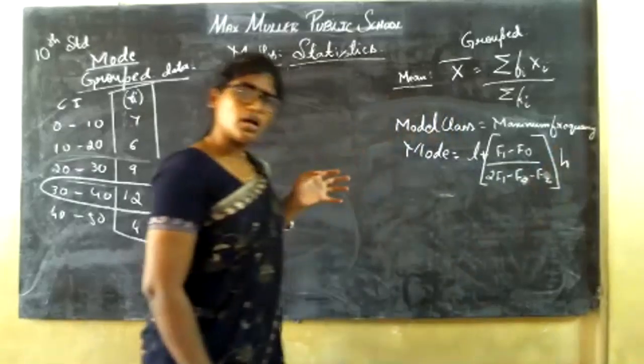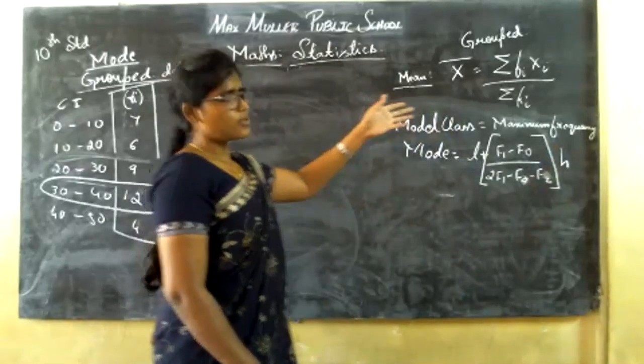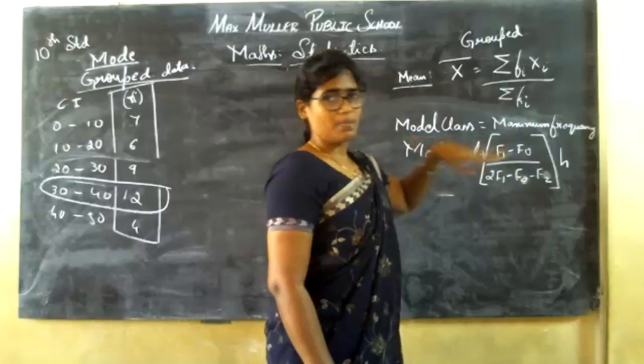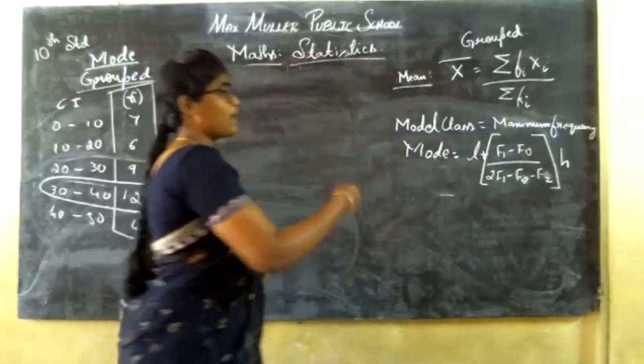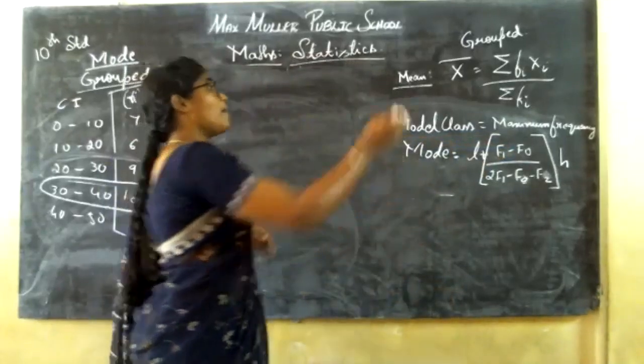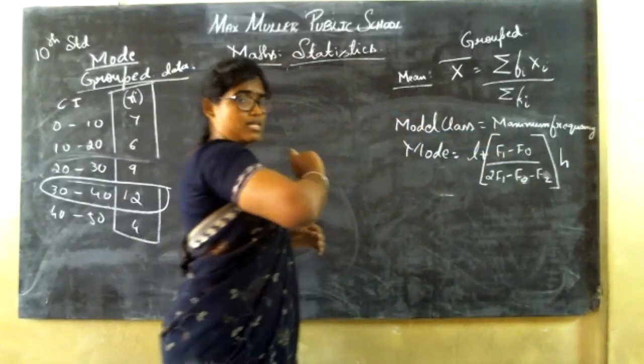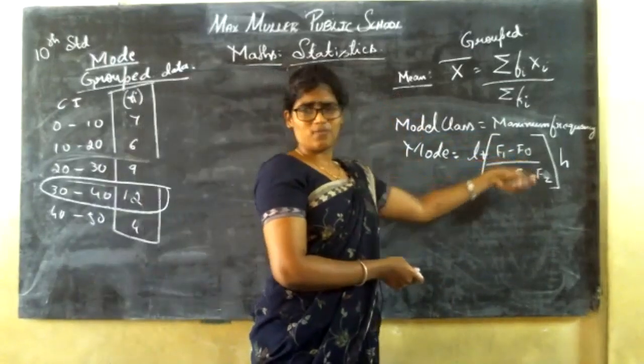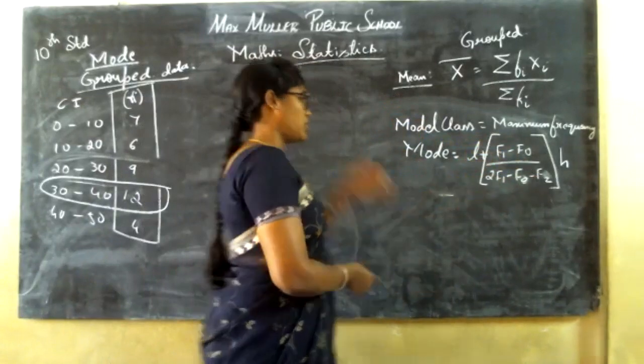You have so many unknown terms here. Yes, here it was very easy. You wanted the class mark and you need to multiply and the matter is finished. But here you have so many things. First you need to identify the model class. Yes, you have identified. Then what is this L? What is this F1, F0, F2 and what is that H?